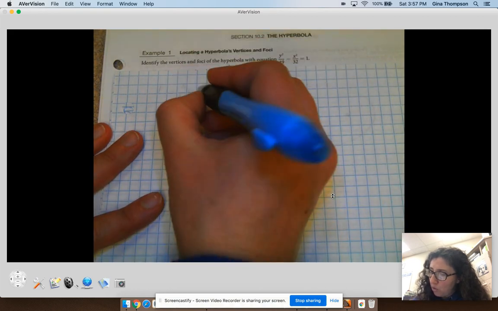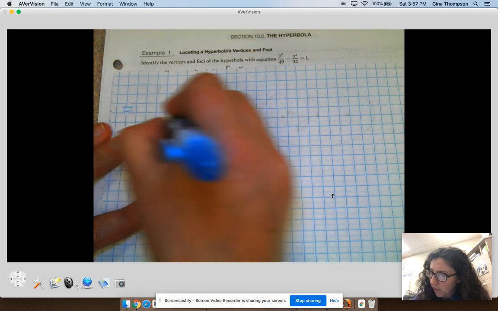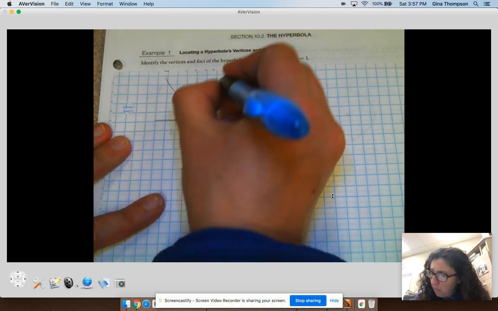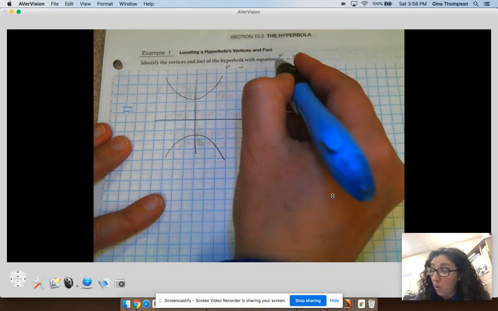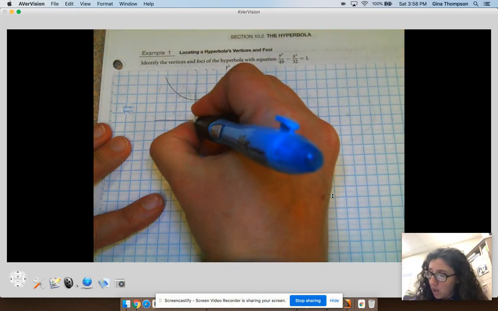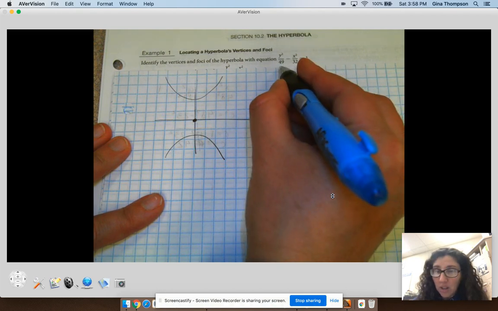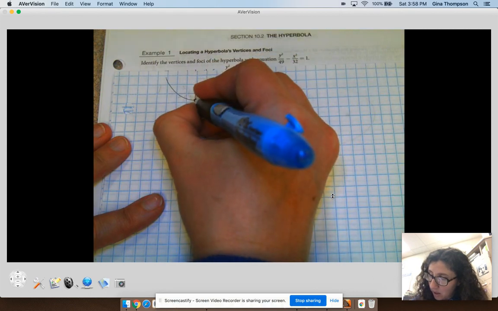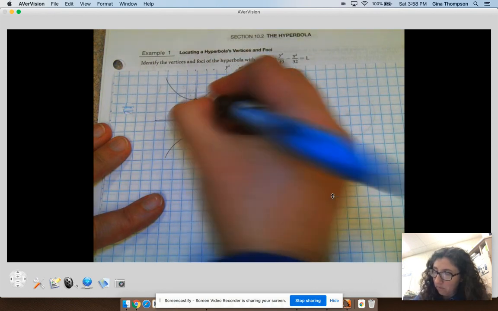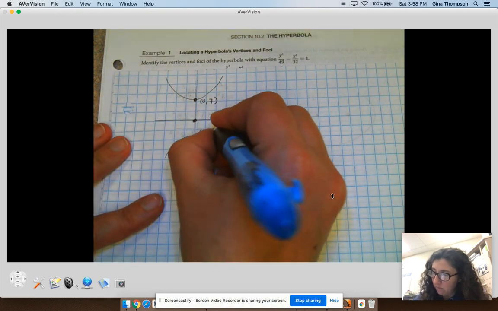Okay, so just generally, what's this going to look like? I have to be really careful here. It's going to open up and down, centered at the origin, right? Because it's just x squared and y squared. So here's our center. Our a term is 7, right? So this is going to be at 0, 7, and this will be at 0, -7.